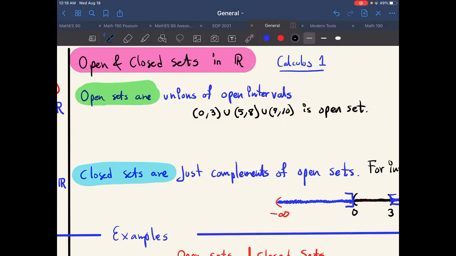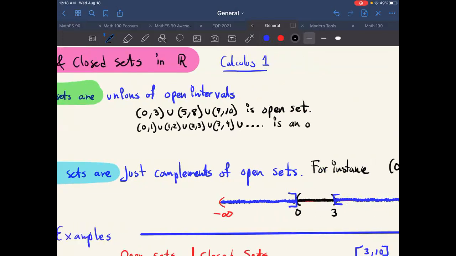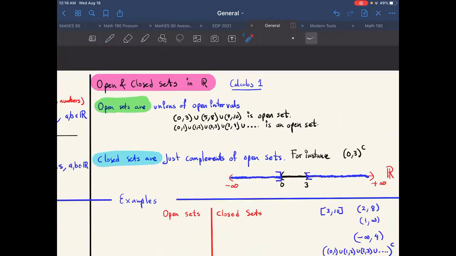Can you give another example, Professor? Yep. Let's do (0, 1) union (1, 2) union (2, 3) union (3, 4) union whatever. Keep going like that. That's an open set. Or sometimes we just say it's open.